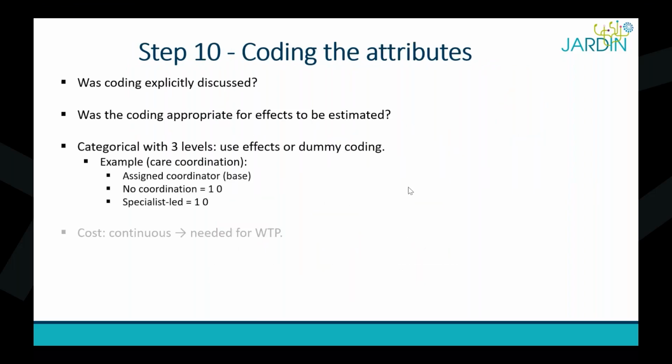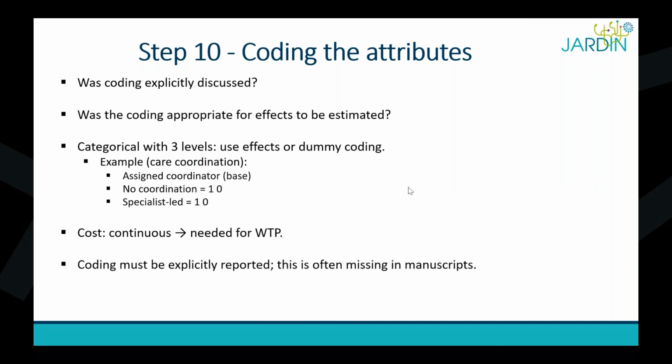Then we need to code the attributes. We need to explicitly explain what kind of coding we used, and is the coding appropriate for the effects to be estimated. If we have, let's say, categorical labels, for instance, for the type of organizational model, then we have 5 levels, and we should create 4 dummy variables, and take one of the labels as a benchmark. For instance, I could take the private-public partnership as a benchmark, and then create 4 dummy variables related to the European reference network, related to telemedicine and things like that.